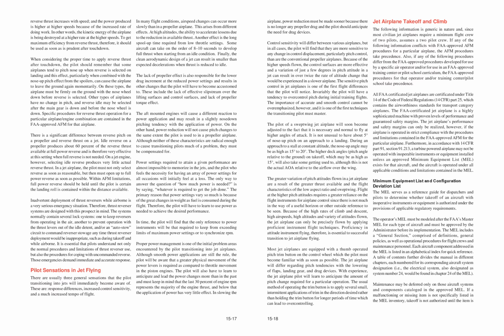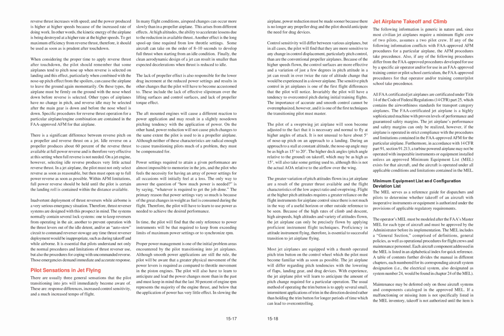The FAA-certificated jet airplane is a highly sophisticated machine with proven levels of performance and guaranteed safety margins. The jet airplane's performance and safety margins can only be realized, however, if the airplane is operated in strict compliance with the procedures and limitations contained in the FAA-approved AFM for the particular airplane.